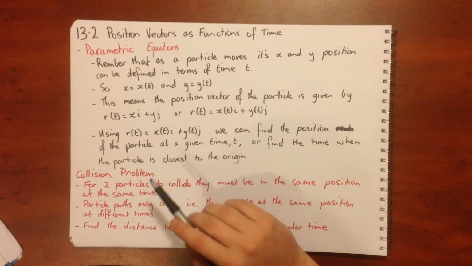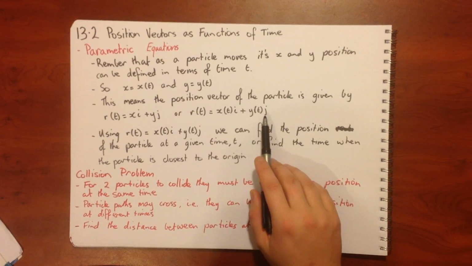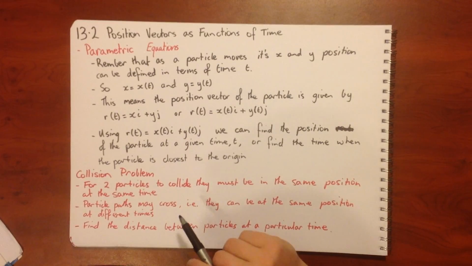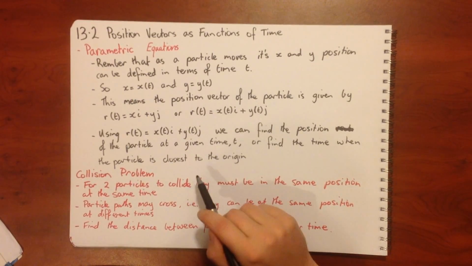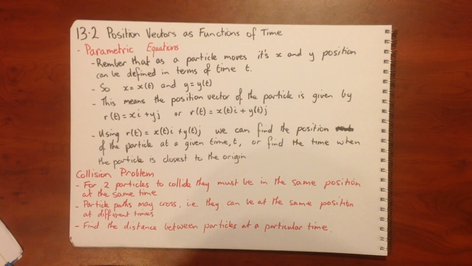or, and the way that we'll use it more often, is r of t equals x of t i plus y of t j. Okay? Using that form, we can find the position of the particle at a given time t, or find the time when a particle is closest to the origin. We can also do work on collision problems.